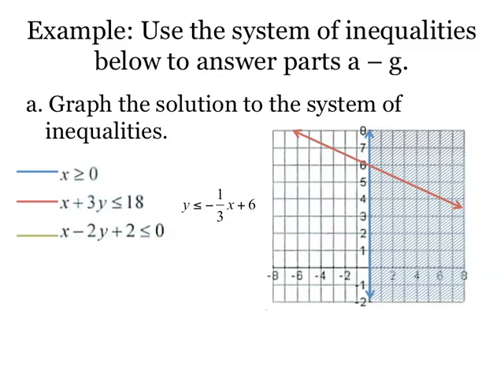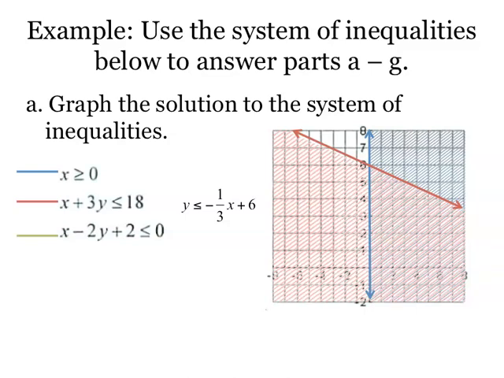So an easy point that you can use is (0, 0). If we put (0, 0) into this inequality, we have 0 is less than or equal to 0 plus 6, so 0 less than or equal to 6. That is a true statement, so I will shade on the side that contains (0, 0).